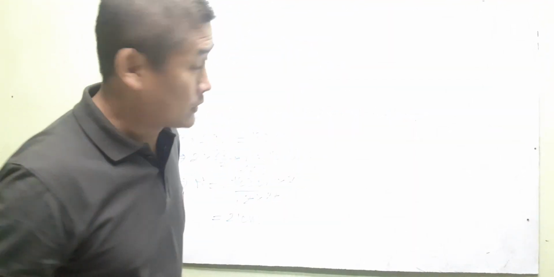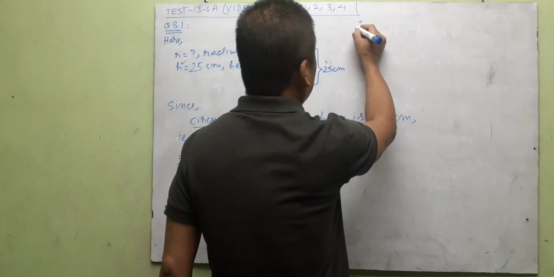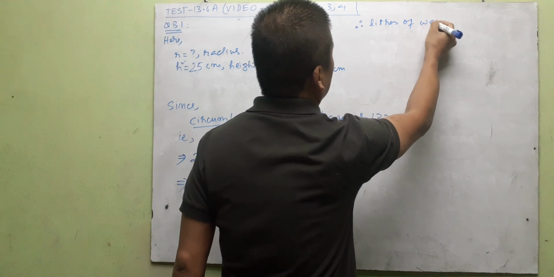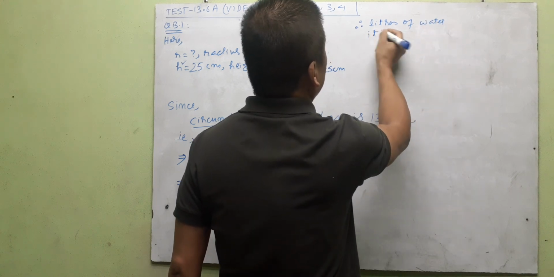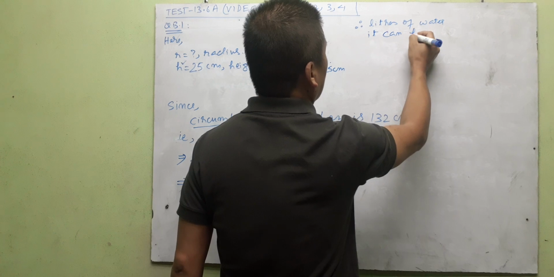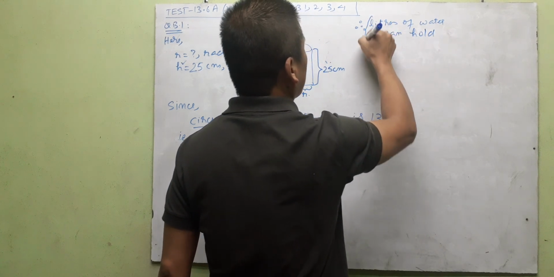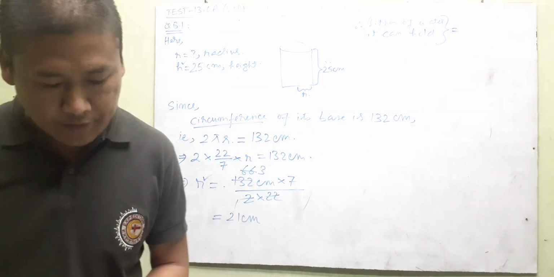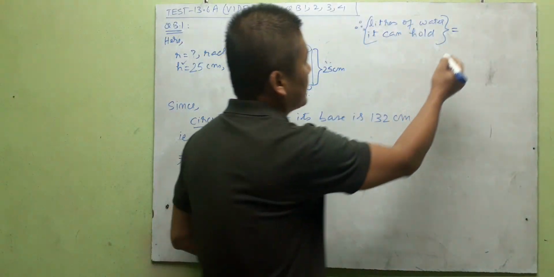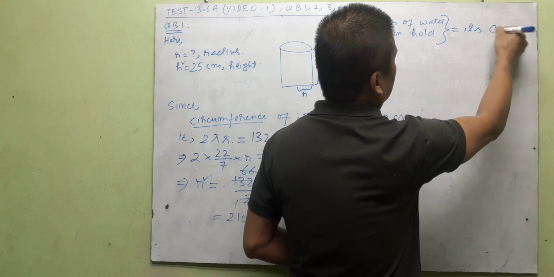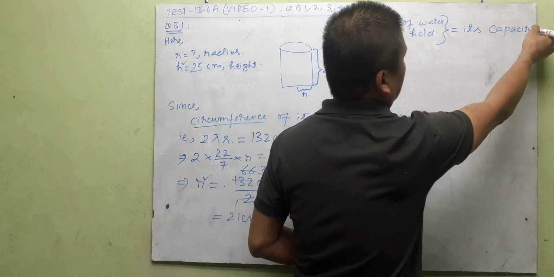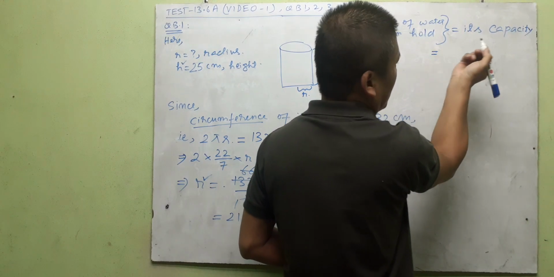That is, the question is asking how many liters of water it can hold. So therefore, liters of water means what the cylinder can hold. That's what the question is asking. How many liters of water can it hold? It simply will be given by its capacity, because liters of water it can hold simply means the capacity. The amount of liquid it can hold is called capacity.